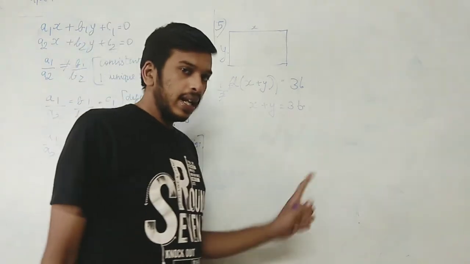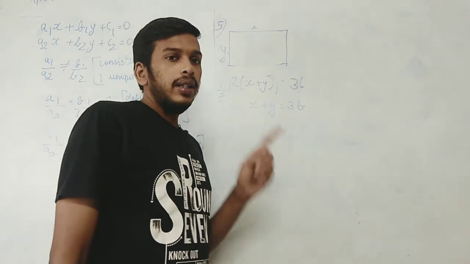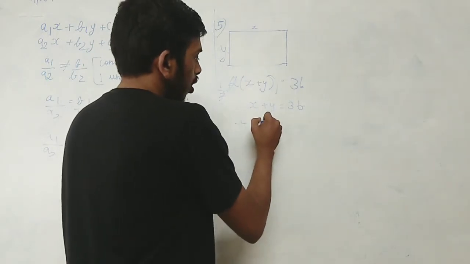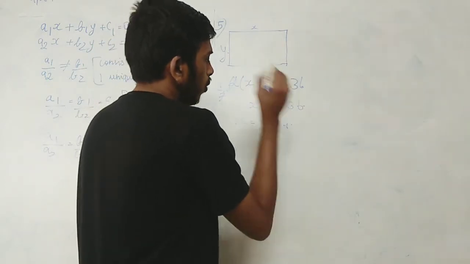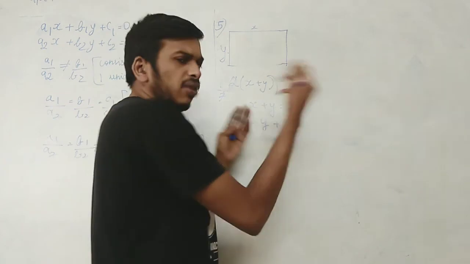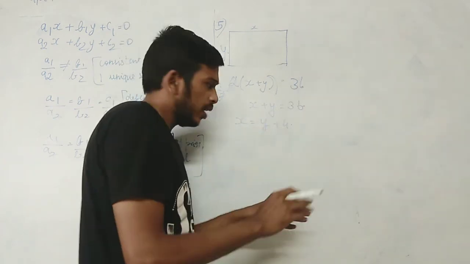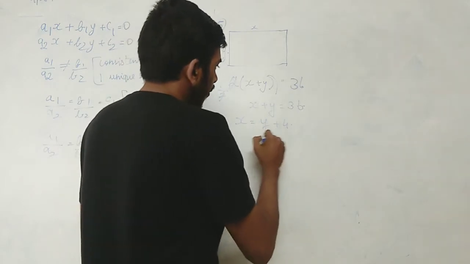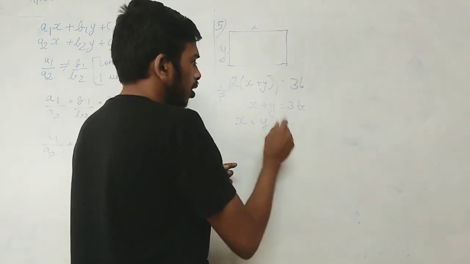That is one data, and the other data is the length is 4 more than its width. So x is equal to width plus 4, x is equal to y plus 4. Done. So this is the pair of linear equations: x plus y is equal to 36 and x is equal to y plus 4.